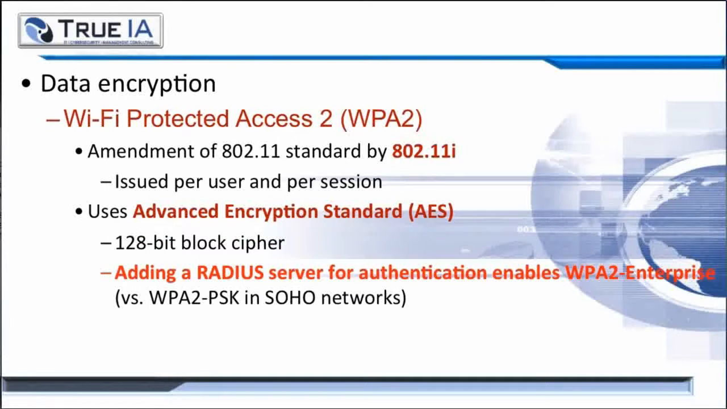The modern standard, and what most wireless networks are set to today, is WPA2, or Wi-Fi Protected Access 2. It replaces TKIP with the very strong algorithm of AES. It's a 128-bit block cipher algorithm. And by adding a RADIUS server for authentication, you can now enable WPA2 Enterprise. However, most home networks are going to use WPA2 with the pre-shared key.